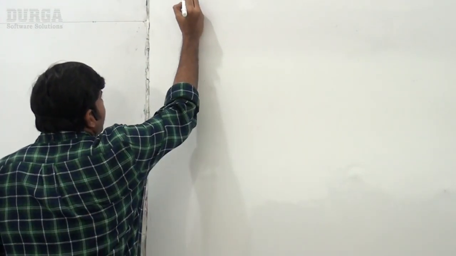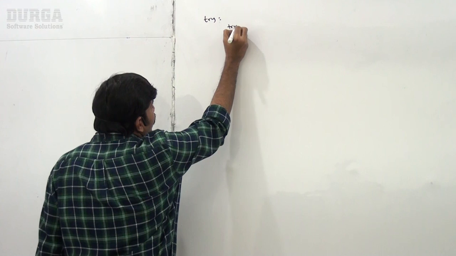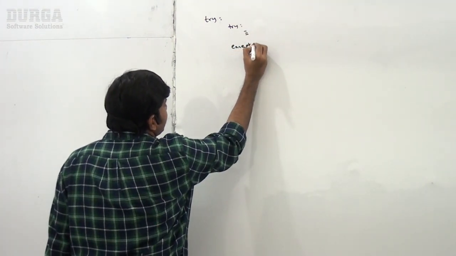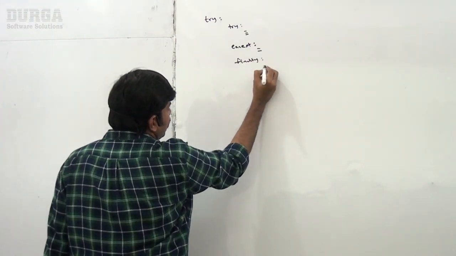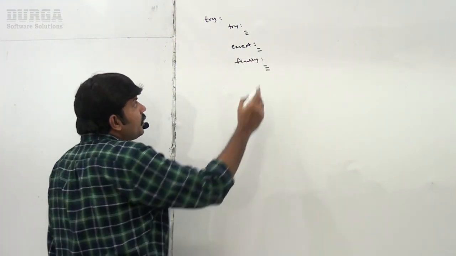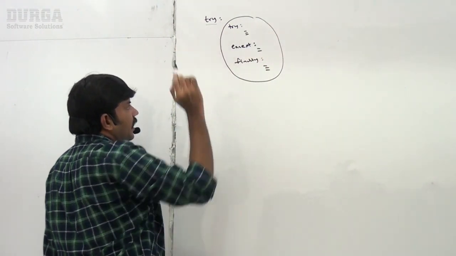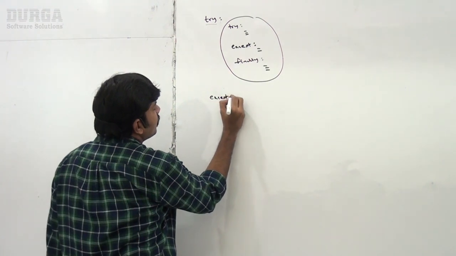Just have a look once. The best example I'm taking here: I'm taking try. Within the try block you can take try except finally, like this, if you want. So can you please tell where I'm taking this try except finally? Inside the try block. Remember.